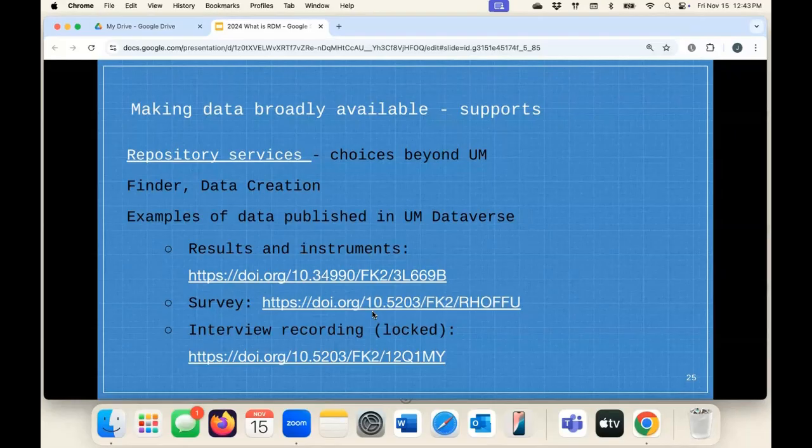And then I've linked here a couple of examples of data that have been published in the University of Manitoba Dataverse. So the first link is some results and instruments. The second link is a survey that's been shared. And then the third one is an interview recording, and it's a locked file. So it is shared, but you have to ask for access so that it's not just everybody can see it for any reason, but you have to kind of have a conversation with the research team, which is another way to share in a slightly more controlled way, right?